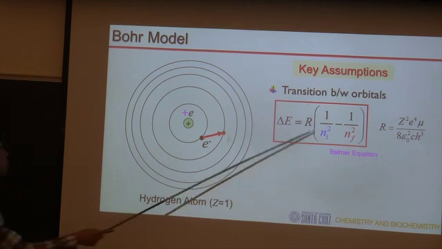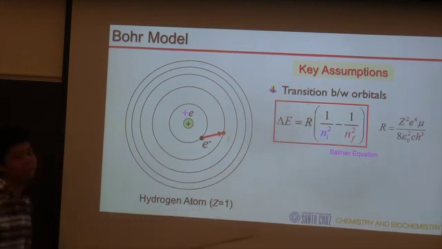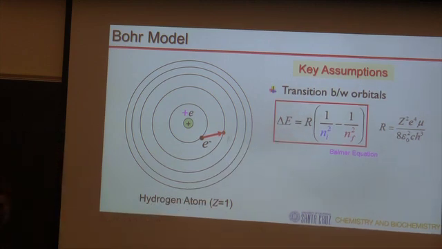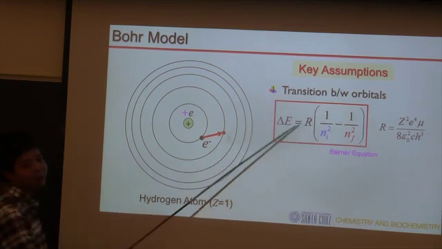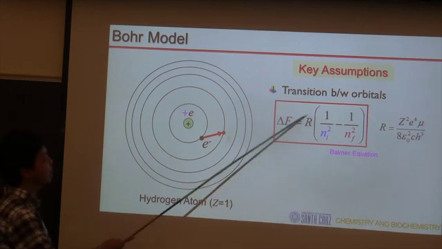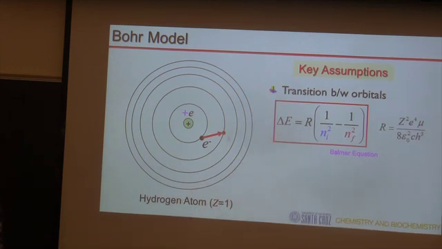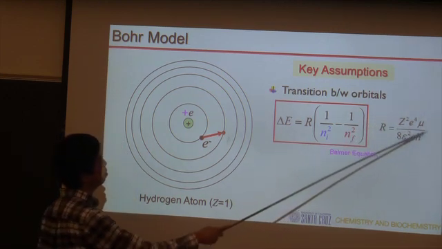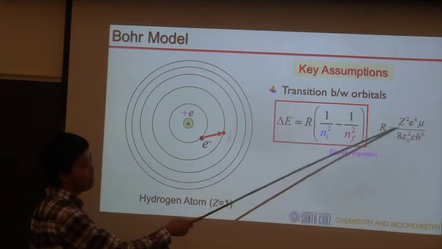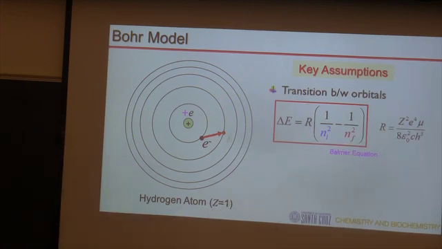Okay, and the Bohr equation includes one constant called the Rydberg constant. So don't confuse those names. This equation comes from the Bohr model and it's called the Bohr equation, but it contains a constant called the Rydberg constant. And the Rydberg constant is actually for general atoms. It's not only for hydrogen atoms, it can be expressed as this with Z as the atomic number.